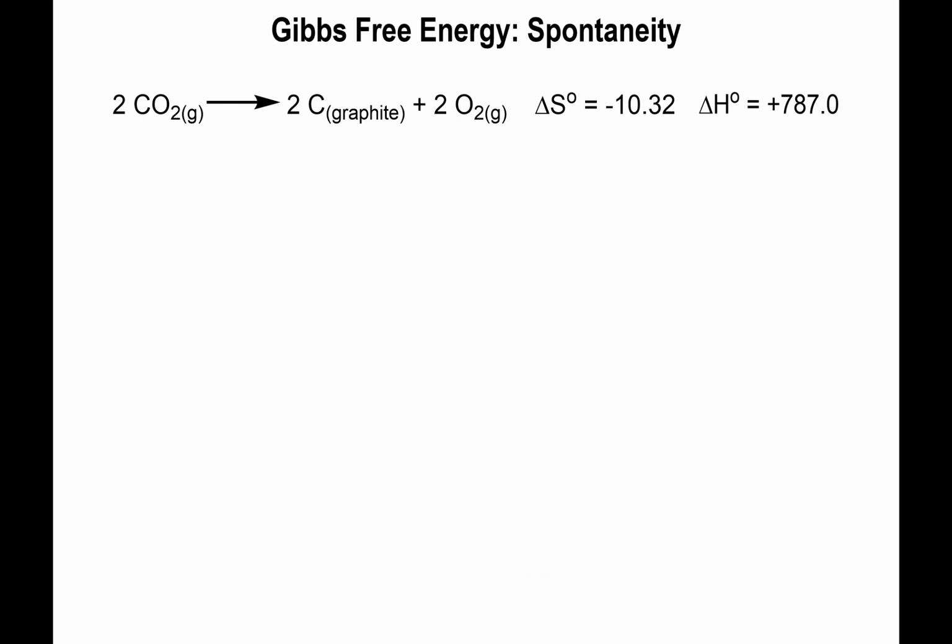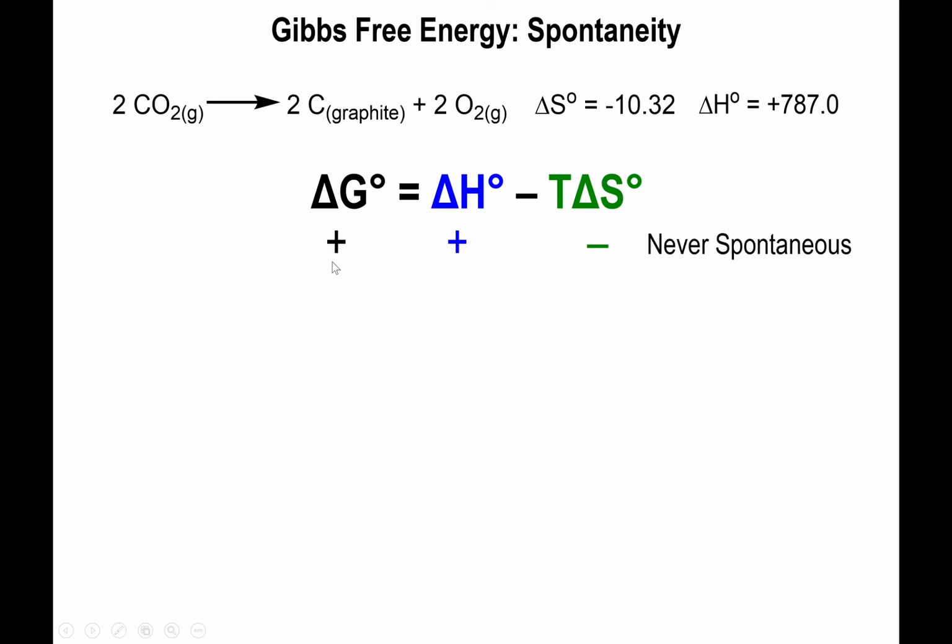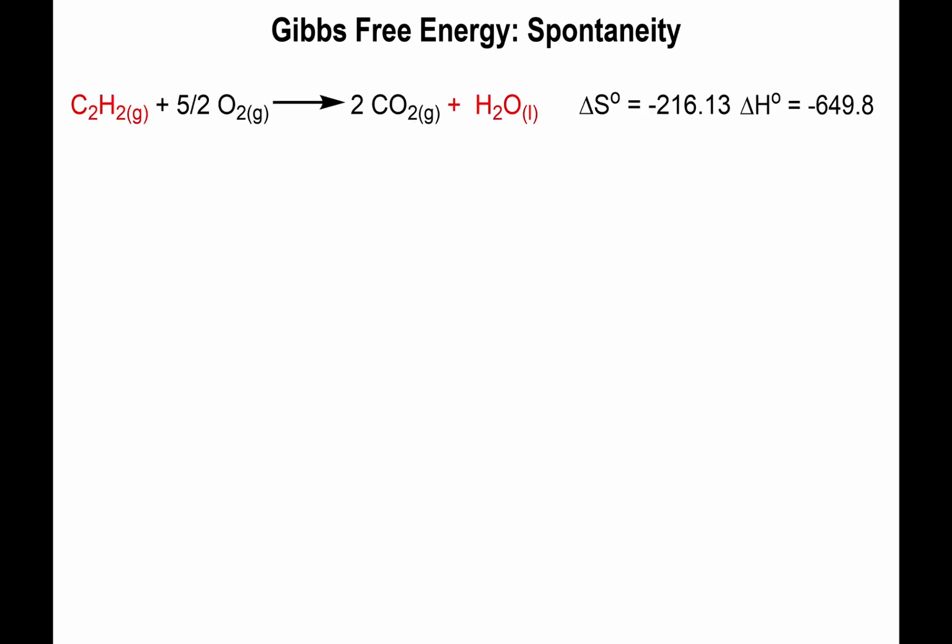Here we have values for entropy and enthalpy for the next reaction. Once again, here we have a positive value for delta H and a negative value for delta S. Since they're not the same, either we're going to have an always spontaneous situation or an always non-spontaneous situation. In this case, negative entropy multiplied by negative temperature is positive, plus positive delta H gives you positive delta G, which means that this process will never be spontaneous.